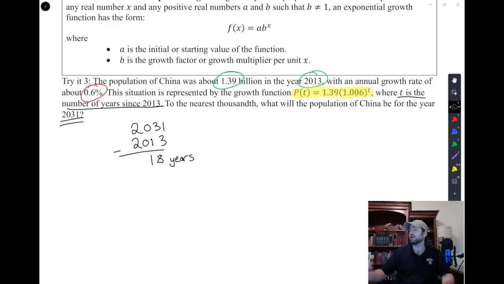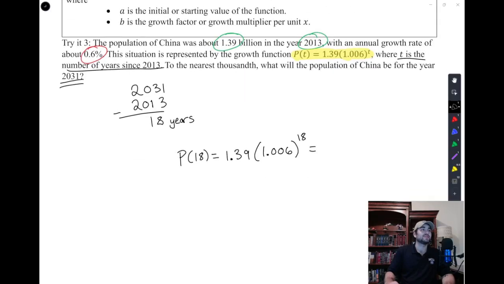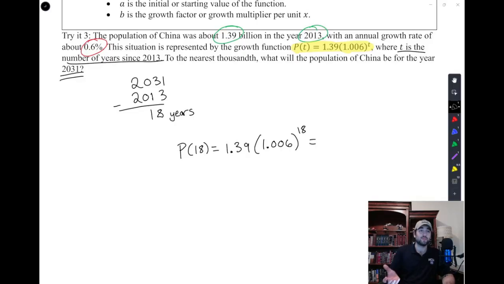And then we'll just plug and chug 18 into our function. And so what that looks like is p of 18 years that have passed equals 1.39 times 1.006 raised to the t, where t is the number of years that have passed, 18. And like I said, this next step's a calculator, because without a calculator, that is not a problem that we're going to be able to do. And so we end up at 1.54 billion people.